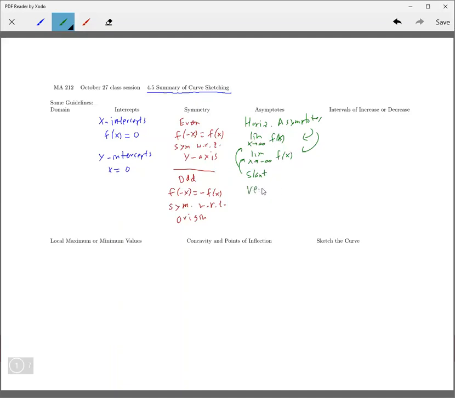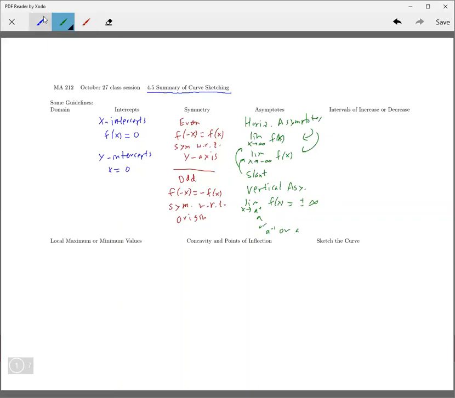And then you have vertical asymptotes. That's where the limit as x approaches a from the right, from the left, or overall, gives you either plus or minus infinity. When that happens, you have a vertical asymptote.